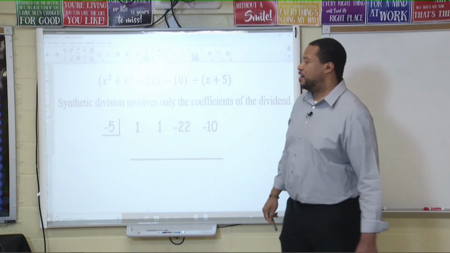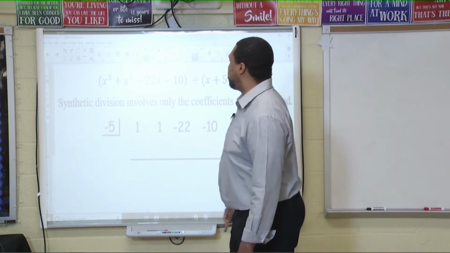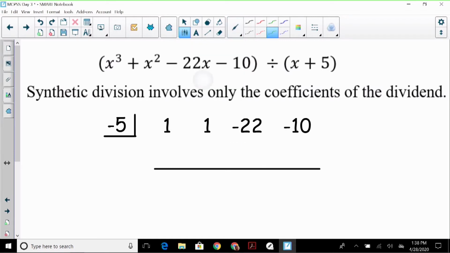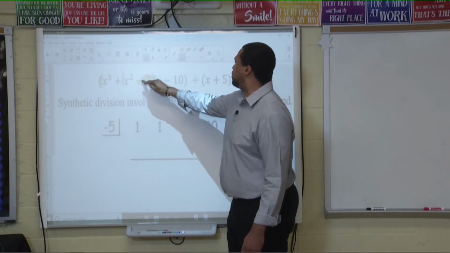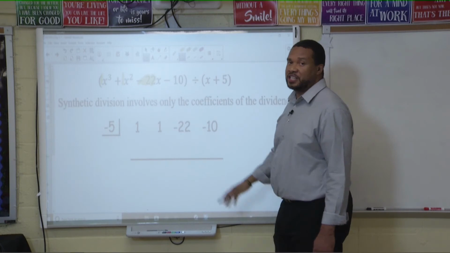Synthetic division involves only the coefficients of the dividend. So let's look at our coefficients. When you don't see a coefficient, it's understood to be 1. Same here, understood to be 1. This coefficient here is negative 22. And this constant is its own coefficient, negative 10.